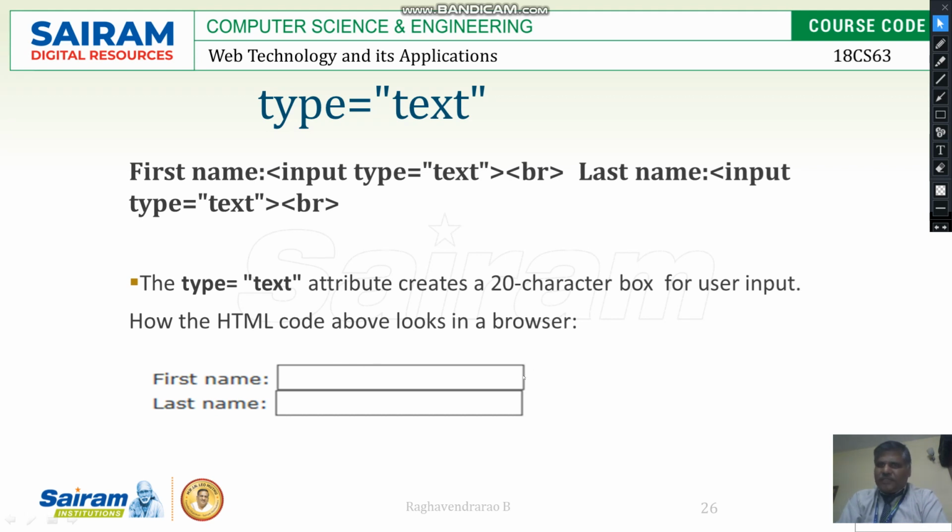Then after this, the break is there. From here there is a break, it goes to the second line. Then we have another, the last name is here. Input type is text. This is a text box again, it is getting created, and there is a break. Now, when you write this particular statement, you'll see it like this.